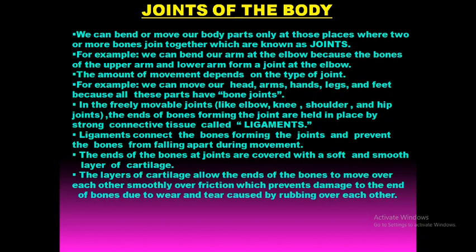For example, we can bend our arms at the elbow because the bones of the upper arm and the lower arm form the joint. If you consider the entire arm, it is composed of three different regions: the upper arm, the lower arm, and the hand portion. Where the upper arm ends and the lower arm starts, in between at the juncture, there is a joining portion which is called the joint, or the elbow.